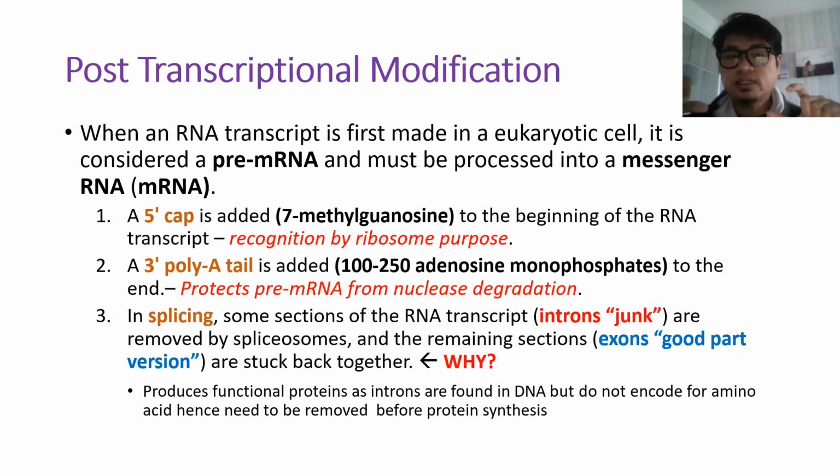The second one, the 3' poly-A tail, will be added at the end of the RNA. This is very important to protect the pre-mRNA from nuclease degradation. And the last one is splicing. Some sections of the RNA transcript are introns, which are sequences that we don't want. These introns will be removed by the spliceosome, and the remaining sections, the exons, will be stuck back together. This is very important, and it will produce a functional protein, as introns are found in the DNA but do not encode protein, hence they need to be removed before protein synthesis.